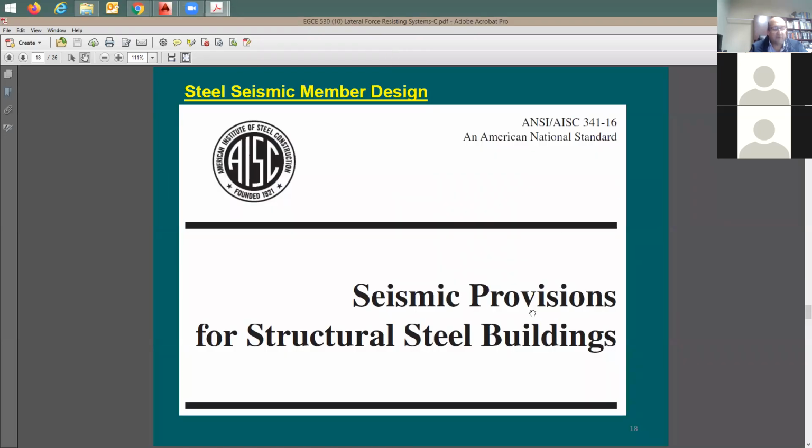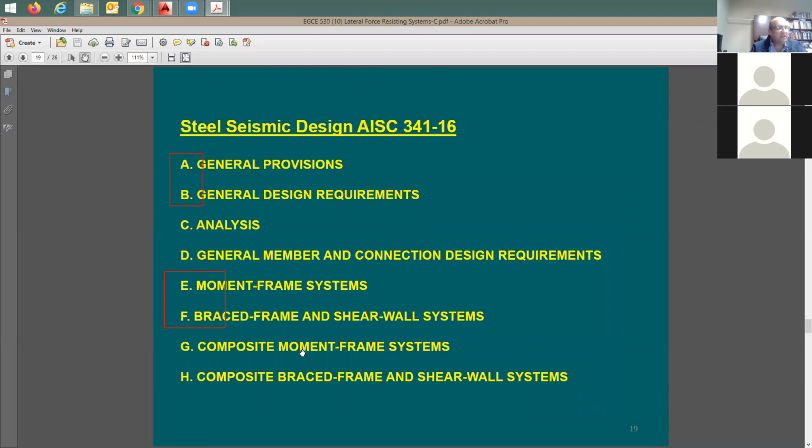Okay, so in this seismic provisions, if you like to call it seismic code for structural steel buildings, we have all of the chapters. The two chapters I care about because they have general information and general requirements that you need to be aware of are chapters A and B. When it comes to analysis, not really critical because we're going to be addressing the analysis. There's nothing new here for you to know. After this, we have general member and connection design requirements. Most importantly, we have the moment frame systems, which include special steel moment frame and ordinary and intermediate. And also we have the brace frame and shear wall systems given in chapter F.